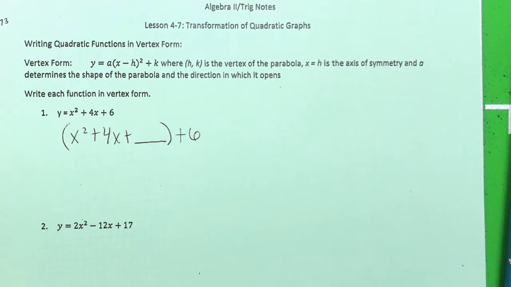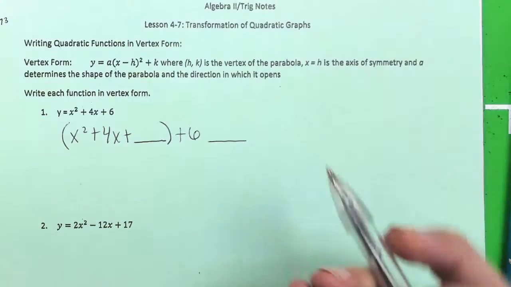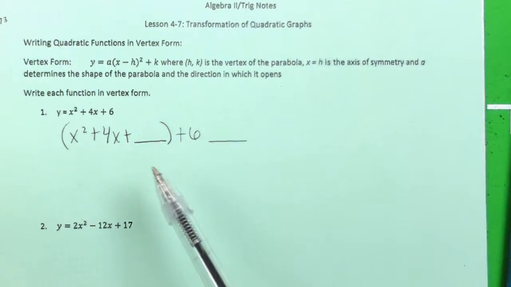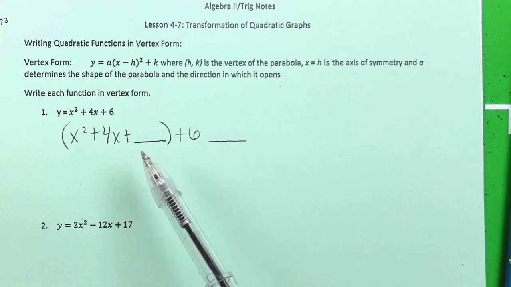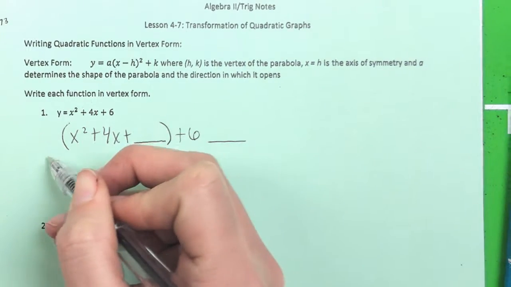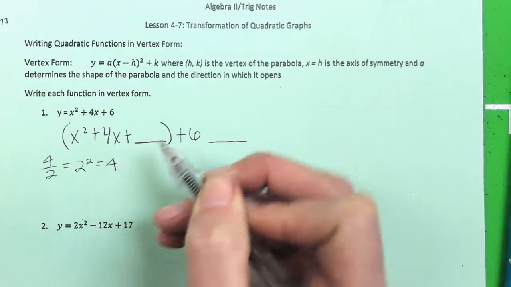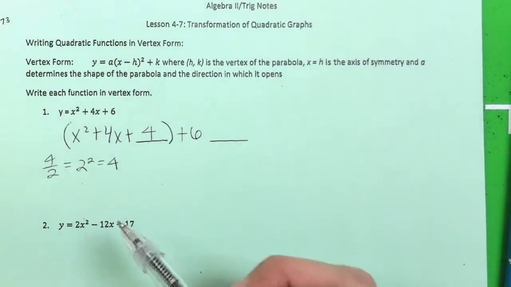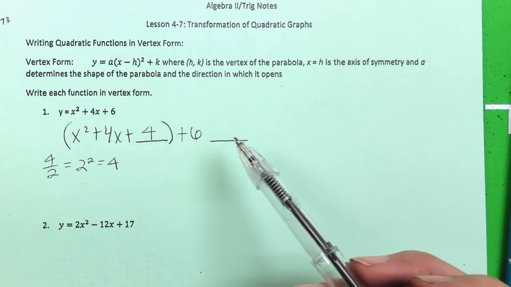Okay? The next part, I'm going to put a blank on this side also. For completing the square, we would find b over 2 squared and add it to both sides. So in this case, we still do b over 2 squared, so our b is 4. So 4 over 2 is 2. Squared would be 4. So we're going to add 4 in here. And on this side, we're actually going to subtract 4.